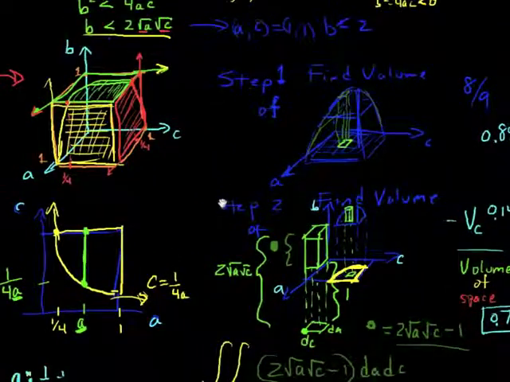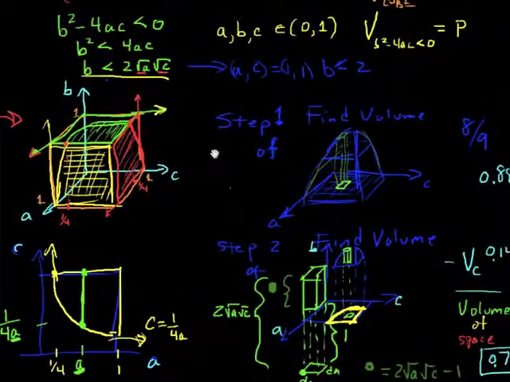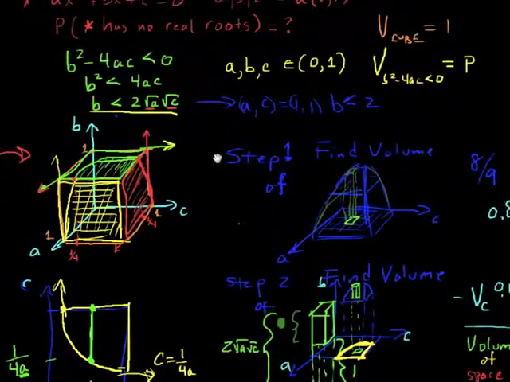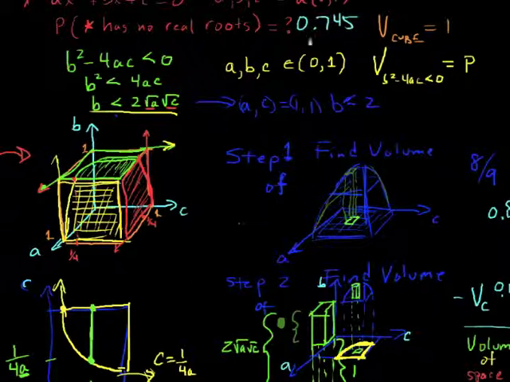What's the probability that this equation has no real roots? This is 0.745. Wow, that's a lot of work to do that. I'm going to show you another way to get the same result, and this is a very numerical method. So let's go right to Excel.